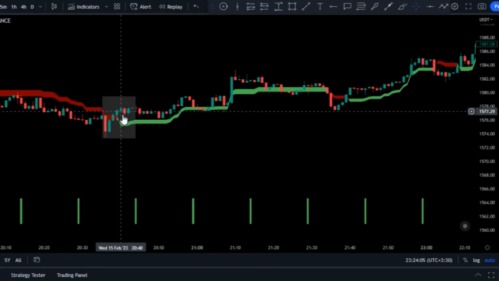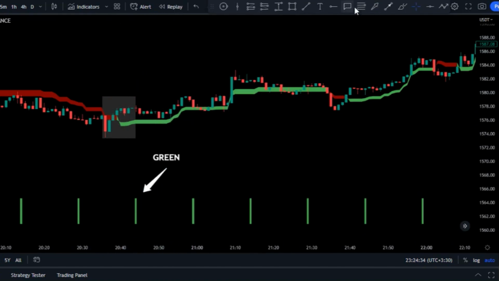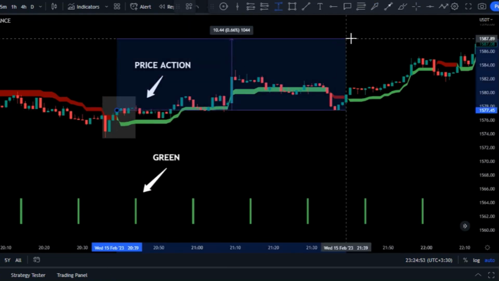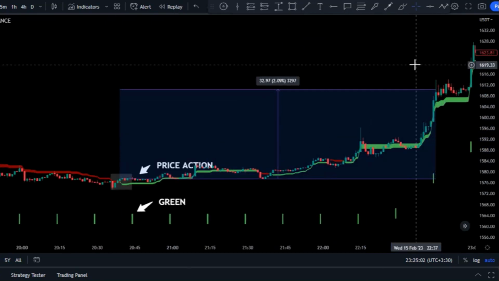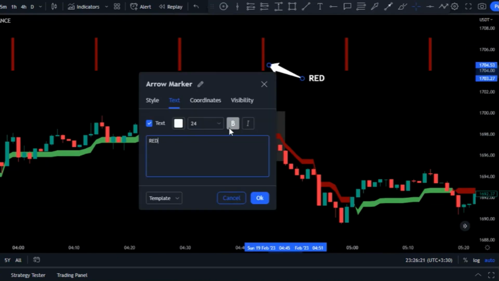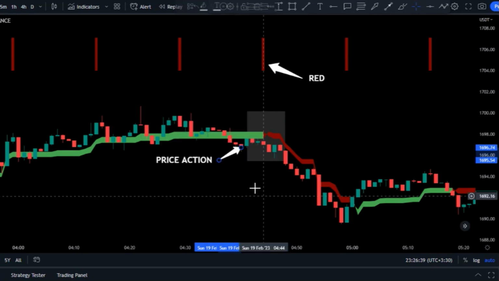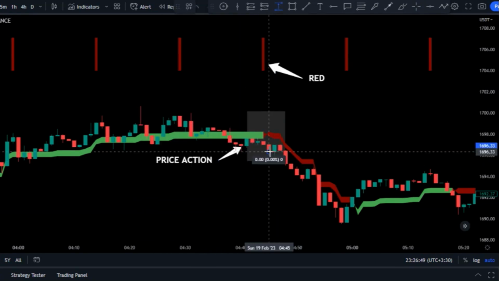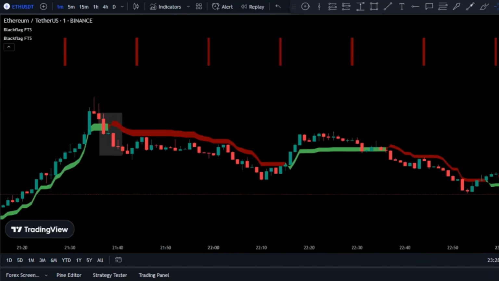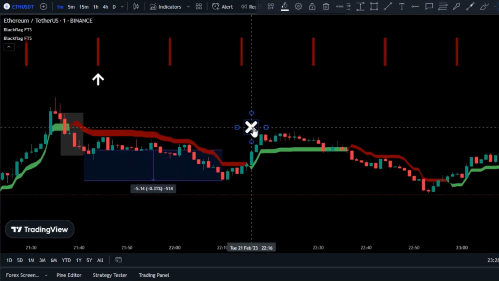Now for the buy trading, after the initial buy signal, the second indicator should be green and the price action should be above this indicator. Also for a sell trade, after the initial sell signal, the second indicator should be red and the price action should be below this indicator. As you can see, in this trading example, using the second indicator prevents trading against the main direction of the market.